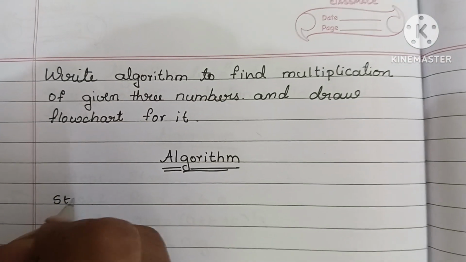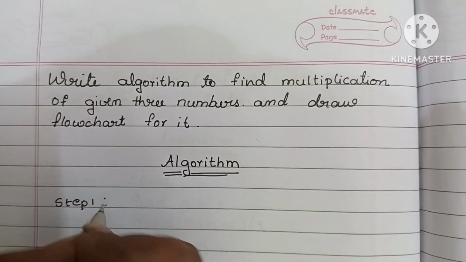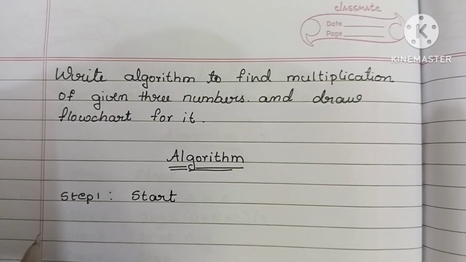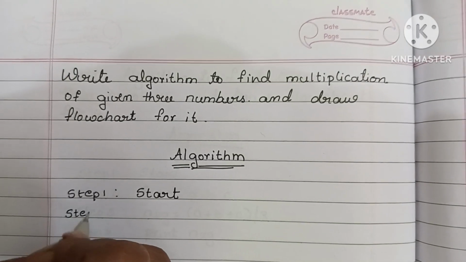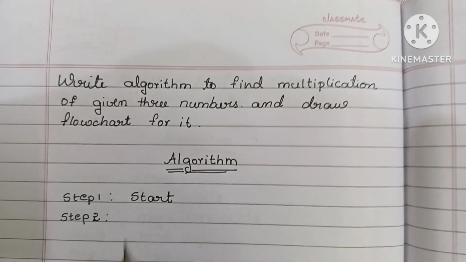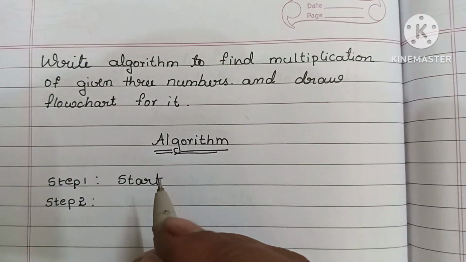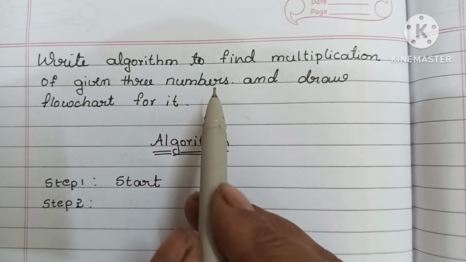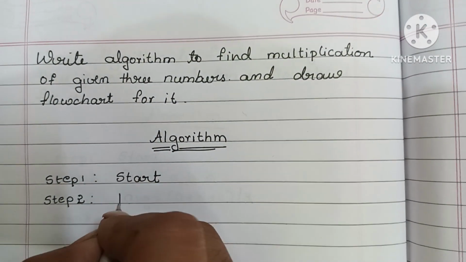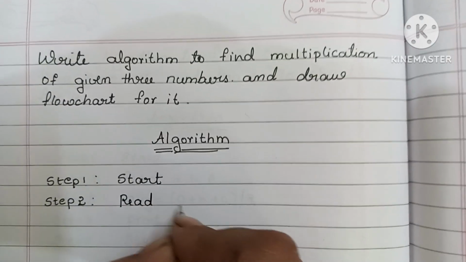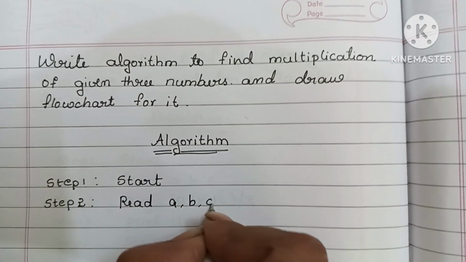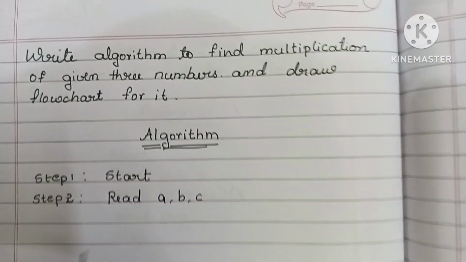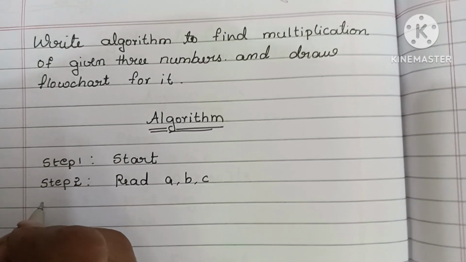Step 1. An algorithm always starts with the start statement. So first we have to write the start statement. In step 2, we have to read input values. Here we have to find the multiplication of given three numbers, right? So here we have to read three numbers. Consider A, B, C. These variables represent the given three numbers, that is A, B, C.